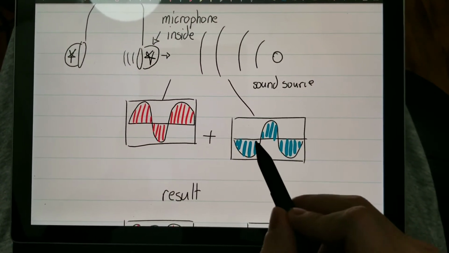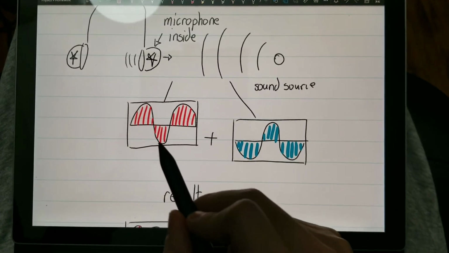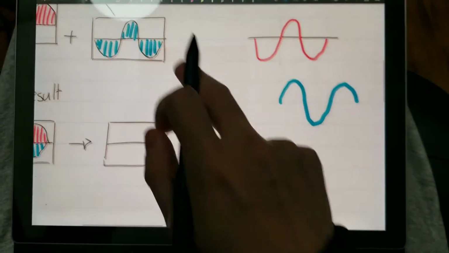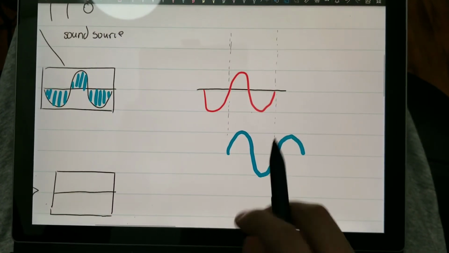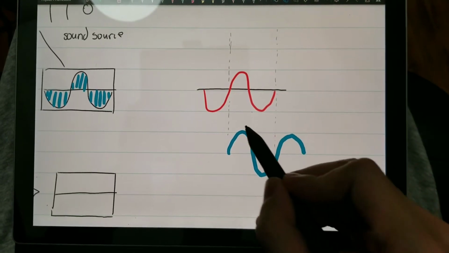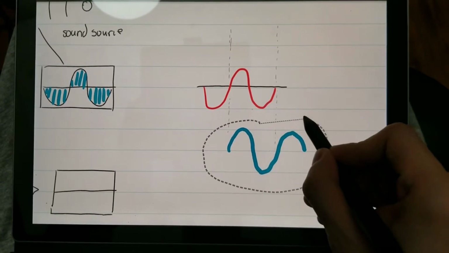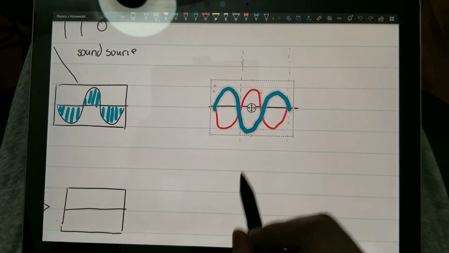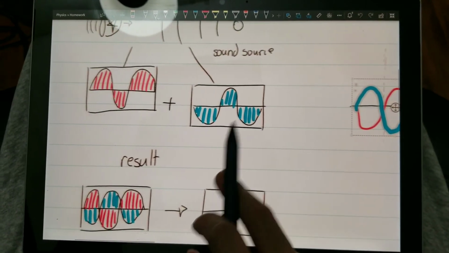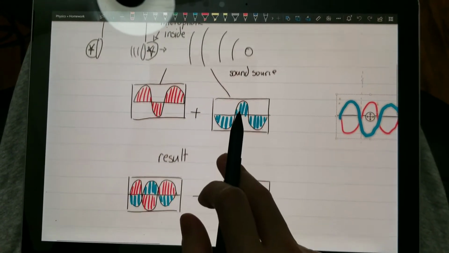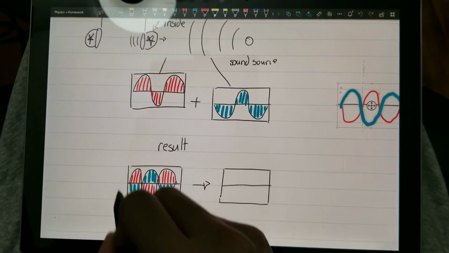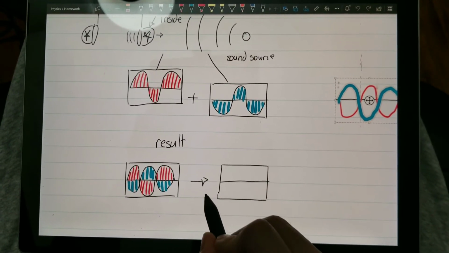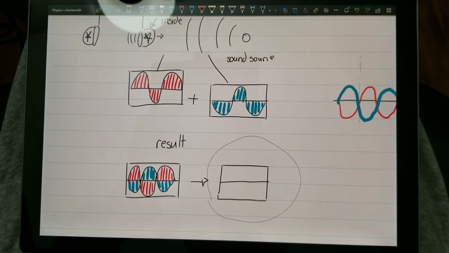So here is the sound wave produced by the sound source, and here is the sound wave produced by the microphone. As you can see from my diagram right here, they're the exact same sound wave, but if that sound wave was brought here, you see how the top and bottom part are equal? And since they're equally destructively interfering with each other because they're the exact same sound wave, it'll ultimately end up as no sound being produced.